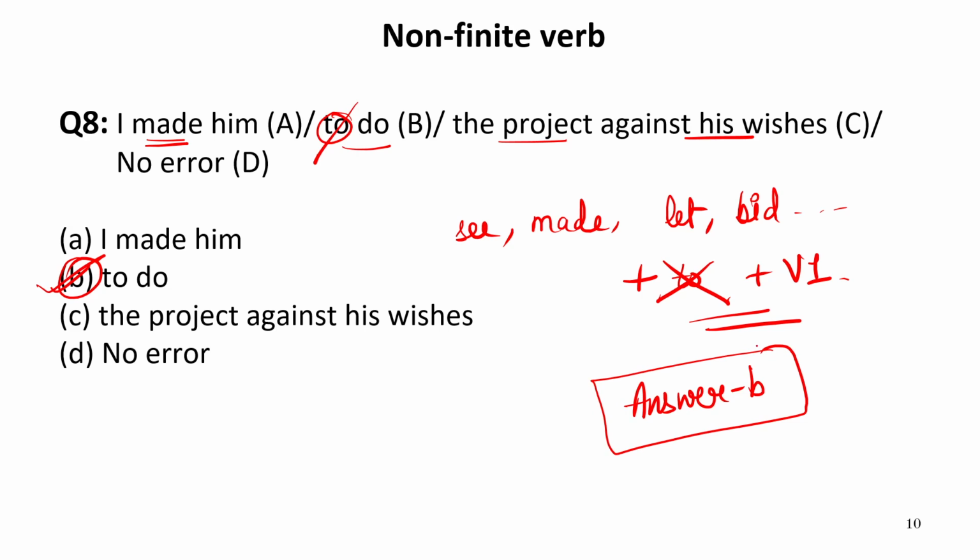For example, we use "let him go." We do not use "let him to go." So after these words, we do not use the word "to" or the preposition "to," but we use first form of verb. Now let us move to the next one.